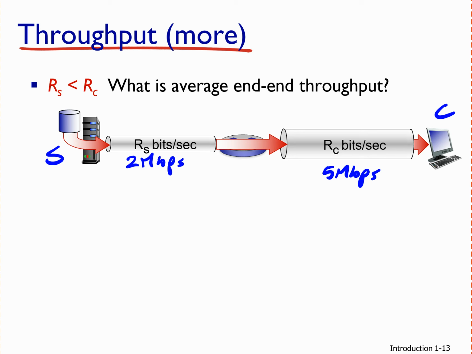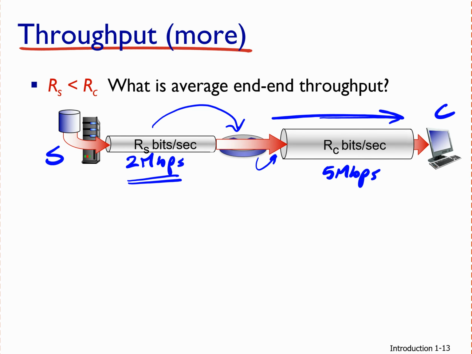This is very nice, because the server can send a maximum of 2 megabit per second, and these 2 megabit per second will get to the queue. And remember, the transmission rate here is 5, which is greater than 2 megabit per second, so all these will be put direct, and this link can handle all this traffic.